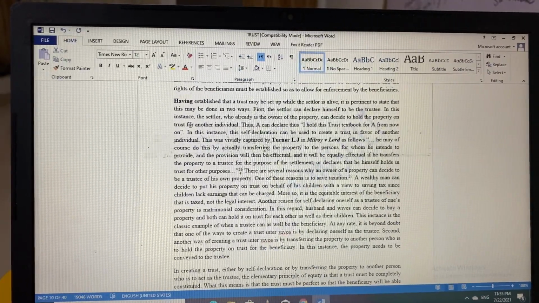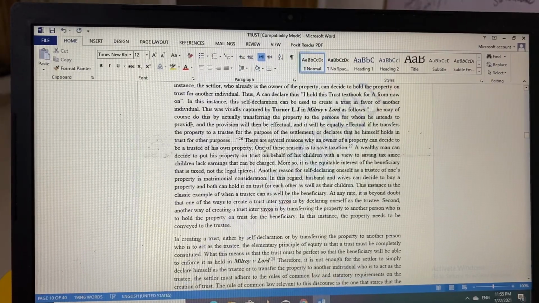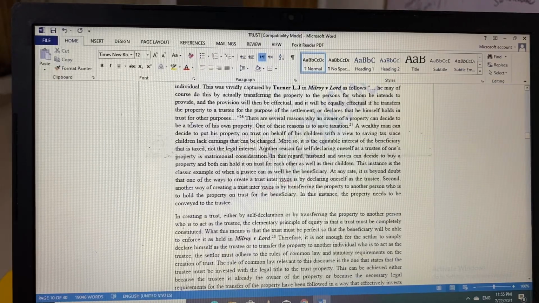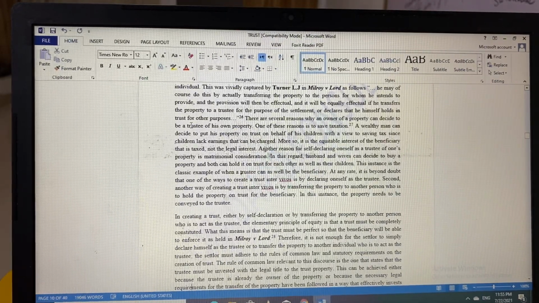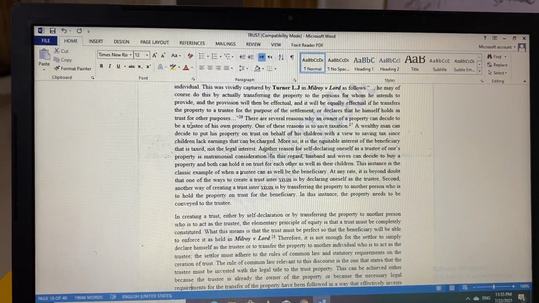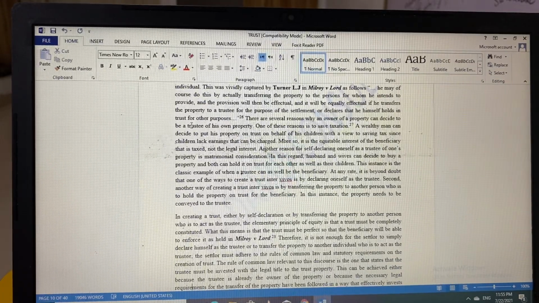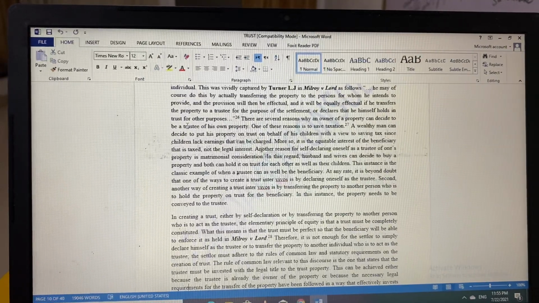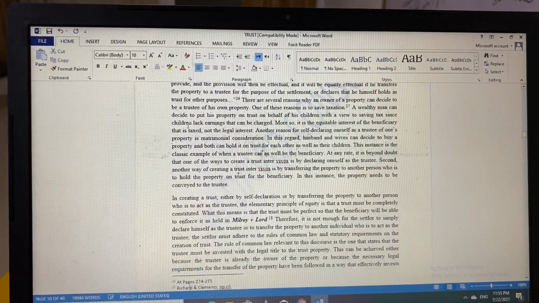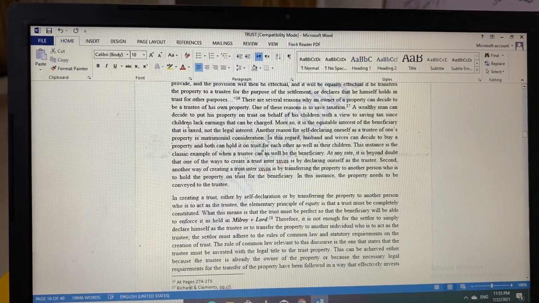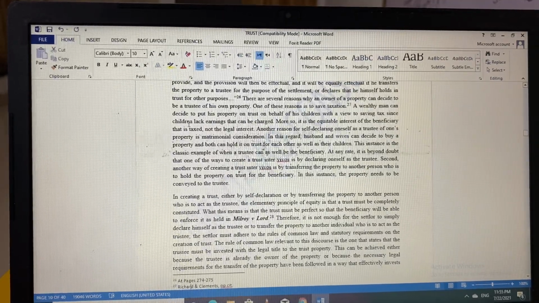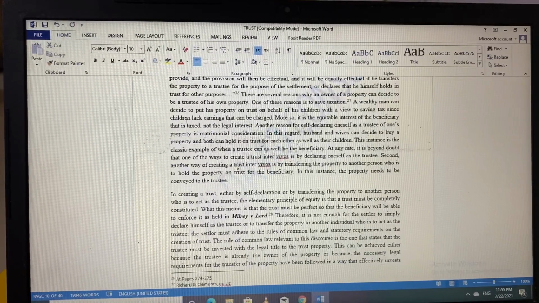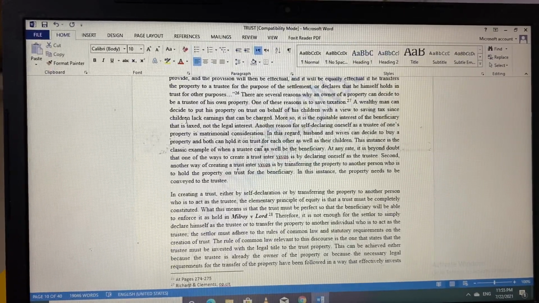Now, according to Mirror and Lord, another way of actually creating a trust is that you may then transfer the property to another individual, in the sense that you are not declaring yourself as a trustee in this instance. What you're doing is you are transferring the property to another person and saying, okay, from today I want you to hold this property that used to be mine. I want you to now hold it on behalf of so-and-so person. So that means you are transferring the property to another individual.